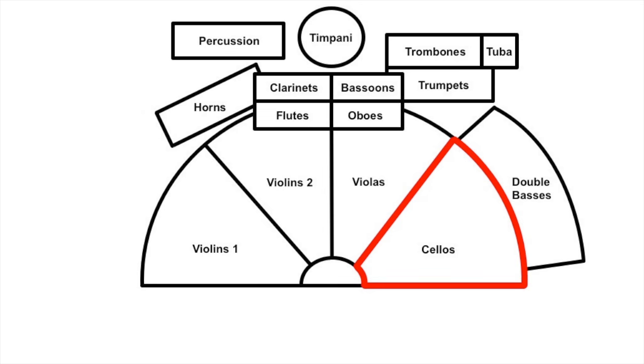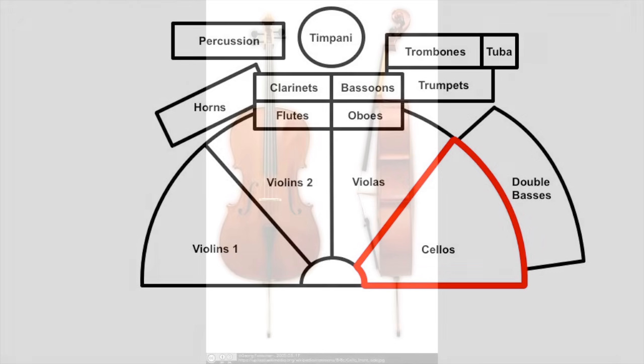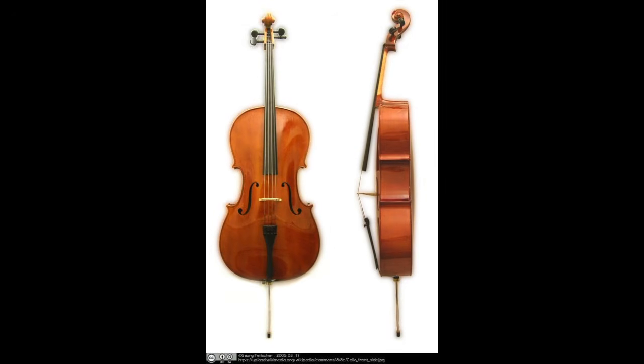It often doubles the double bass parts an octave higher. The cello is tuned just like a viola, but an octave lower, C, G, D, A. This is a solo cello.